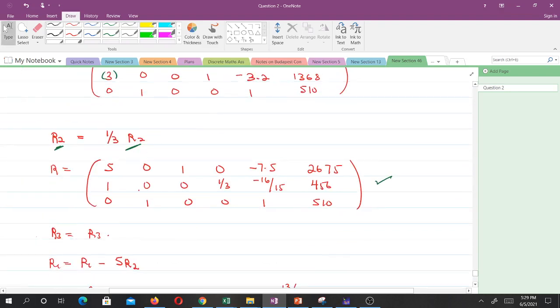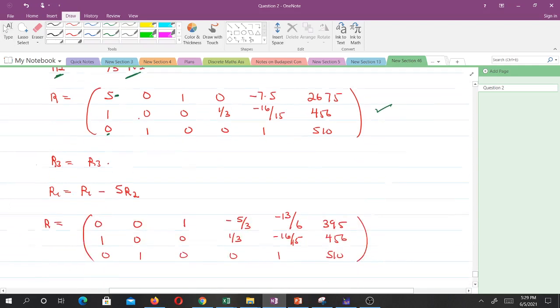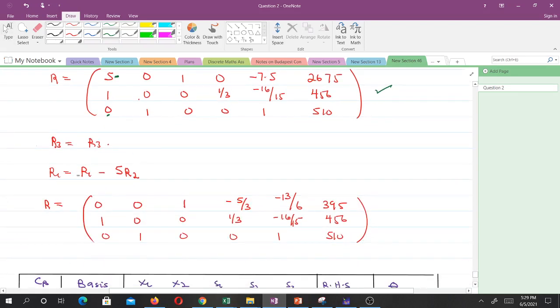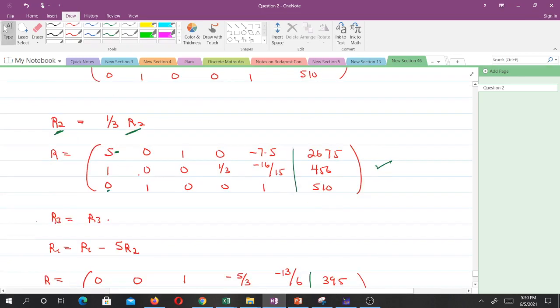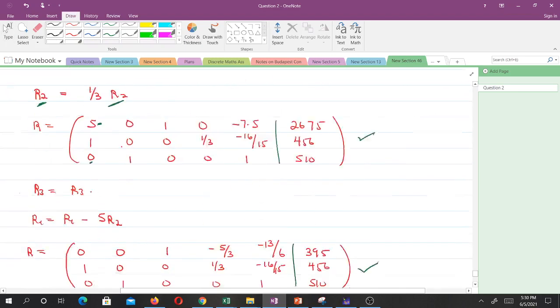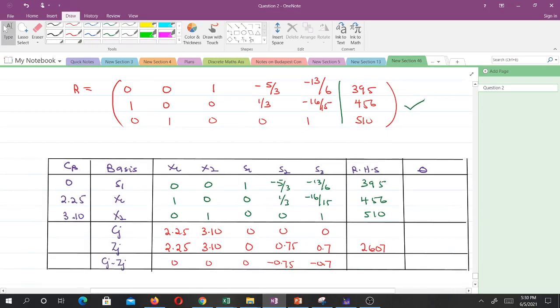Then you can see that the entry beneath it is 0. Fantastic. That means we are going to maintain row 3. But with row 1, we have 5 here. And this 5, we want to make it 0. So the only way to do that is to say that row 1 is equal to row 1 minus 5 times row 2. Okay. And when we do that, we are going to get this augmented matrix here. Okay, let me bring it here. And when we get this, then that will enter into the solution for us to get our third iteration.